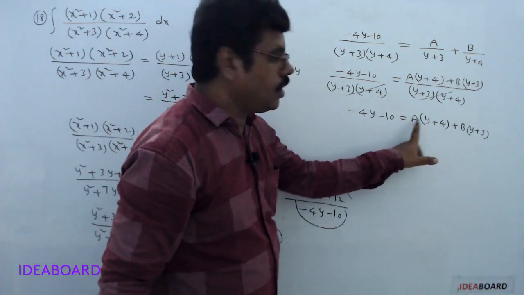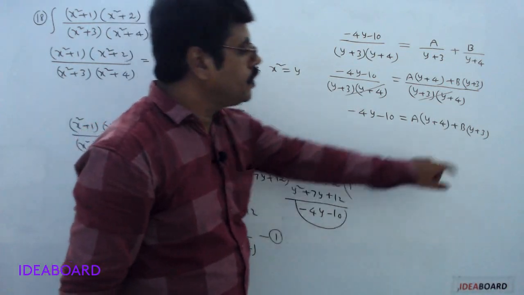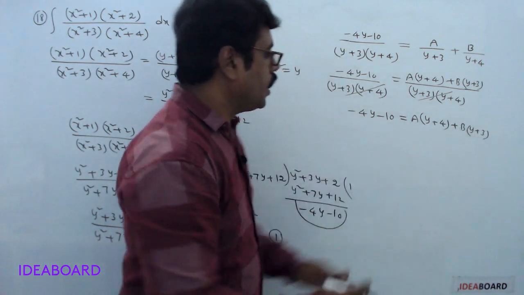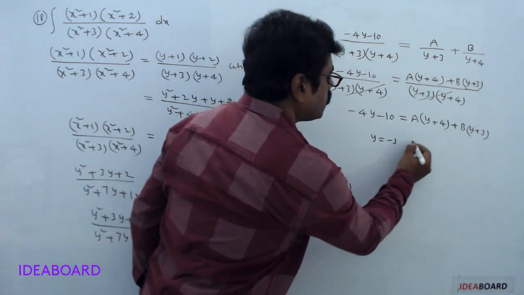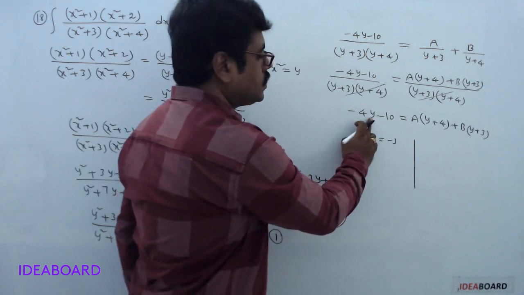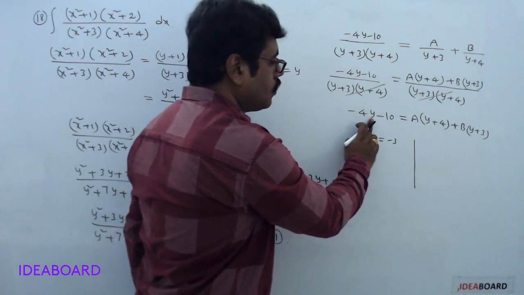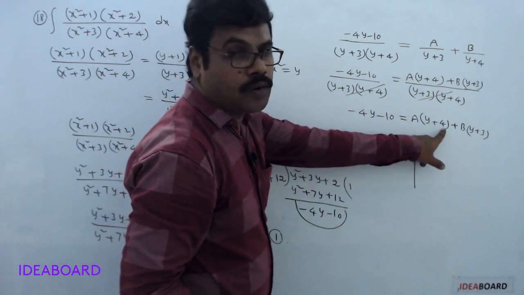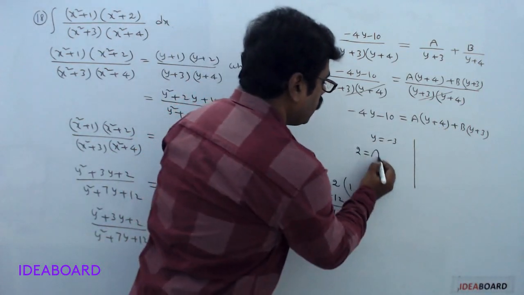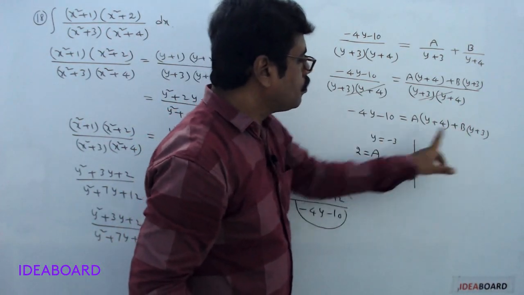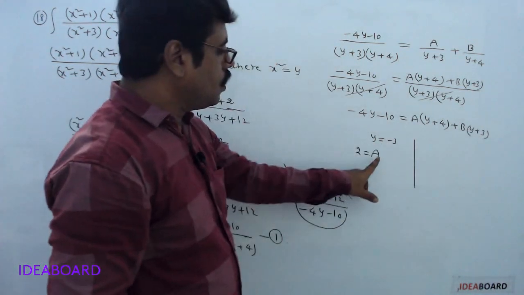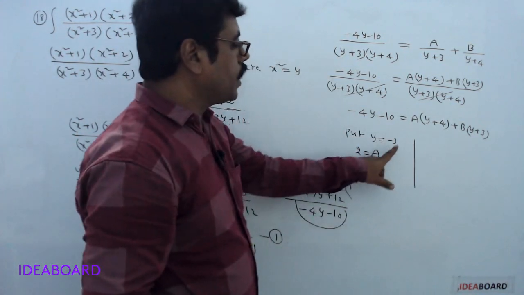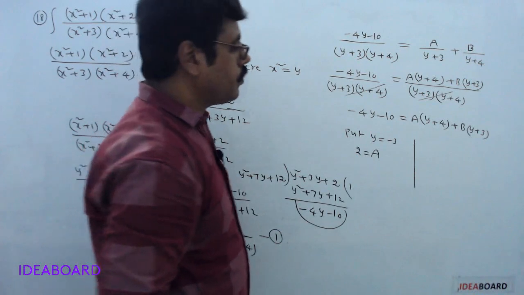To calculate the value of a, make the other term 0. By substituting y equal to minus 3, it will be 0. So write down y equal to minus 3. Minus 4 into minus 3, 12. 12 minus 10, 2, equals minus 3 plus 4, that is 1, into a, plus b into minus 3 plus 3, 0. So what is your a value? 2. By substituting y equal to minus 3, you get a is 2.